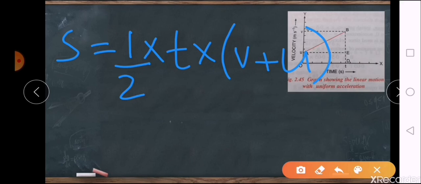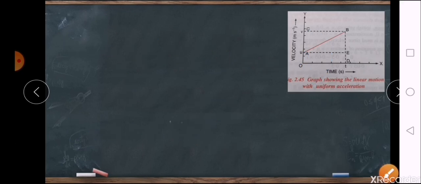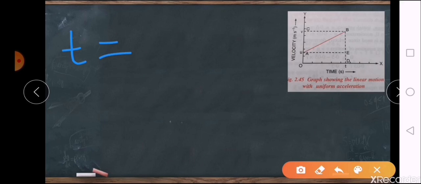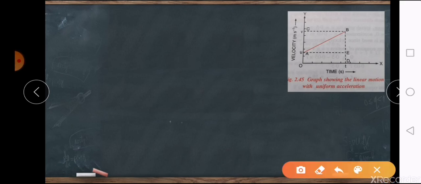Now what we are going to do is that we are going back to the first equation, that is from first equation of motion, V is equal to U plus AT, isn't it? Now from this equation we are going to substitute for T, or when you consider this equation from the first equation of motion, if you write T, what will you get? T will be equal to V minus U by A, isn't it? Now for the equation which we got for displacement S, you are going to replace time T with V minus U by A.